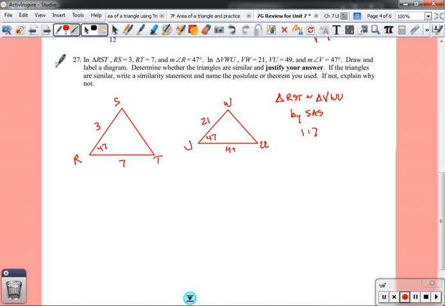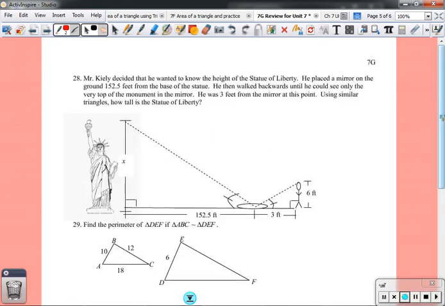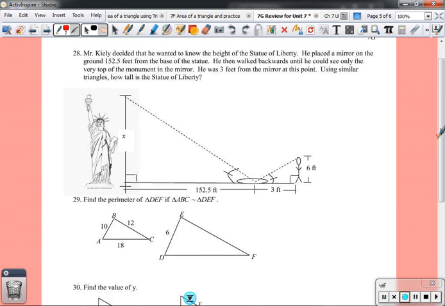Okay. There's that. Mr. Kiley decided that he wanted to know the height of the Statue of Liberty. Why he decided that is we have no idea. Because there's no reason to care.